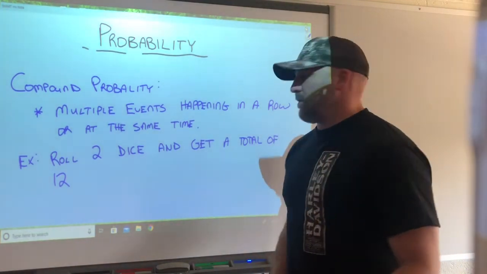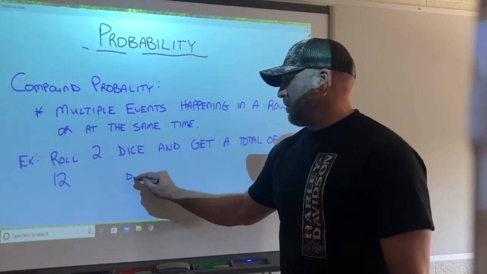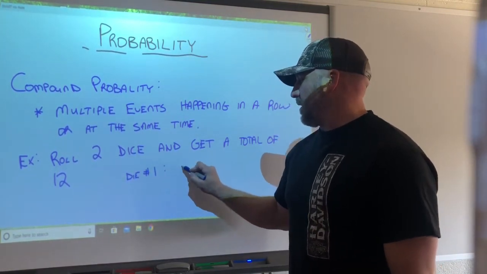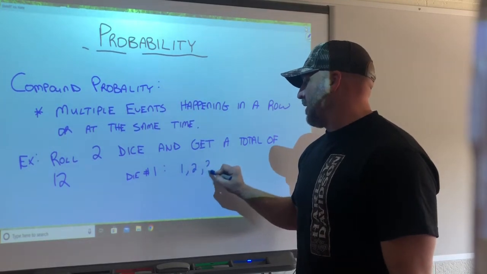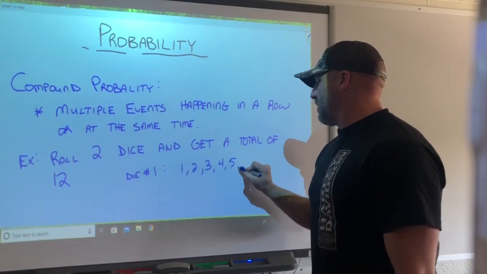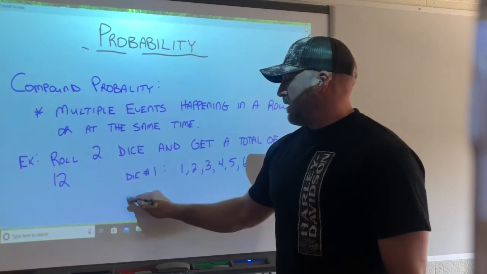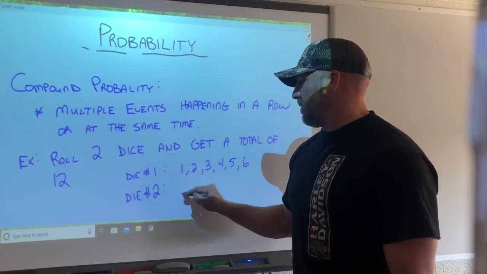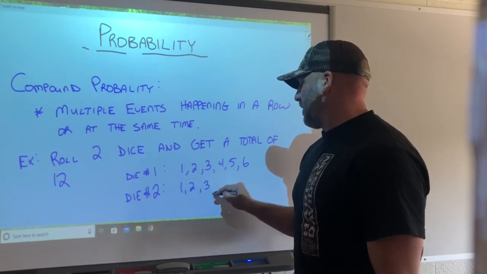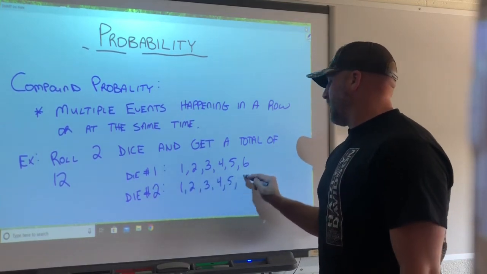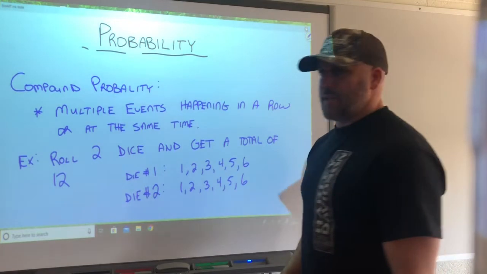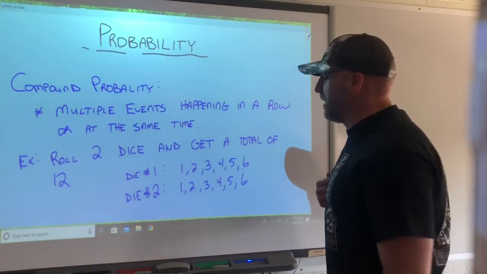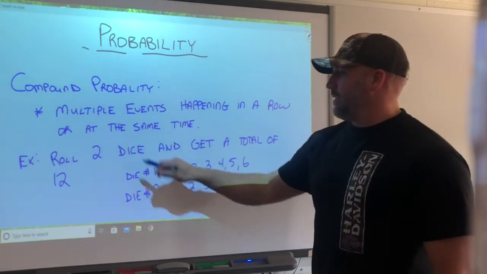All right, I can roll 2 dice, and on die number 1, I can get a 1, 2, 3, 4, 5, or 6. And on die number 2, I could get the same exact outcome, a 1, 2, 3, 4, 5, or 6. Now it doesn't matter if I roll those together at the same time or if I roll them one at a time, they both have the same outcomes.